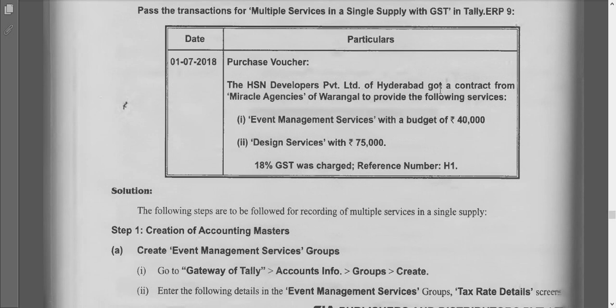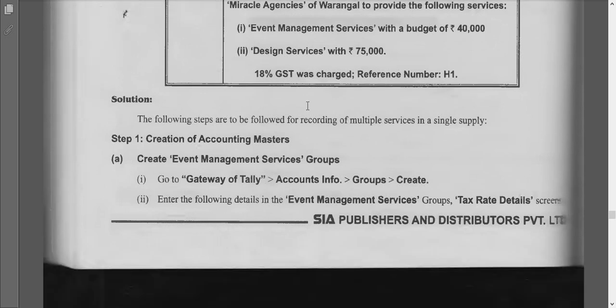HSN Developers Private Limited, Hyderabad got a contract from Miracle Agencies of Warangal to provide the following services. One is event management services with a budget of 40,000 and design services with a budget of 75,000. 18% GST was charged and the reference number is H1. So here I am creating a group, event management services.